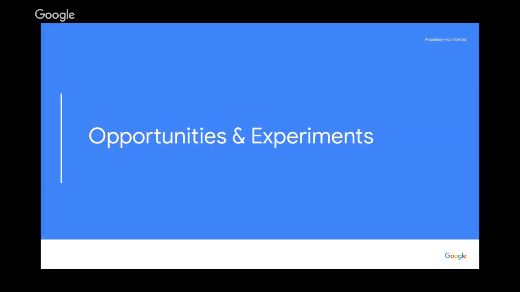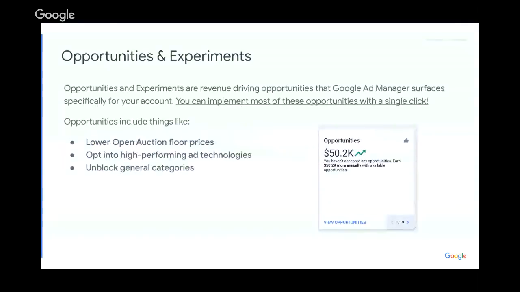Opportunities and experiments. So these are revenue driving opportunities that Ad Manager surfaces specifically for your account. The great thing is you can implement most of these opportunities with a single click. These are things like lowering open auction floor prices, opting into high-performing ad technologies, or unblocking general categories that are holding revenue back.